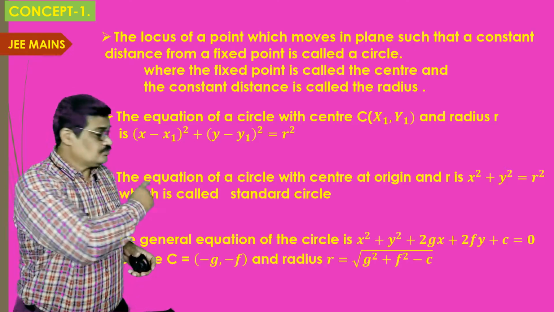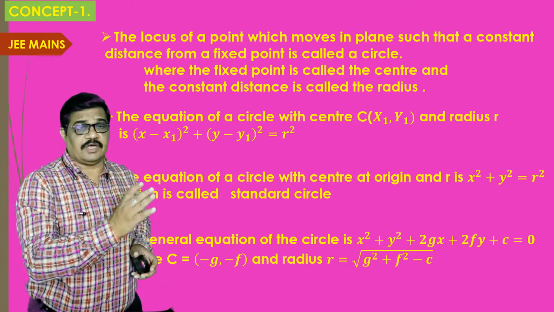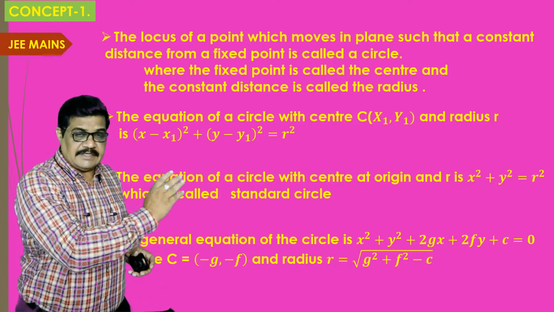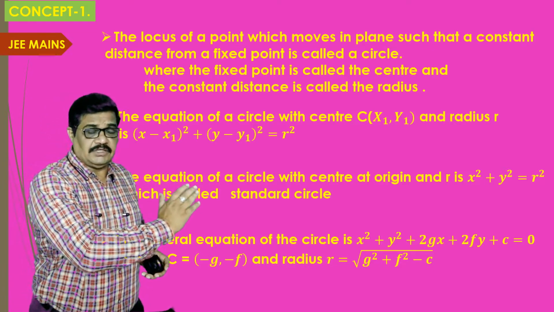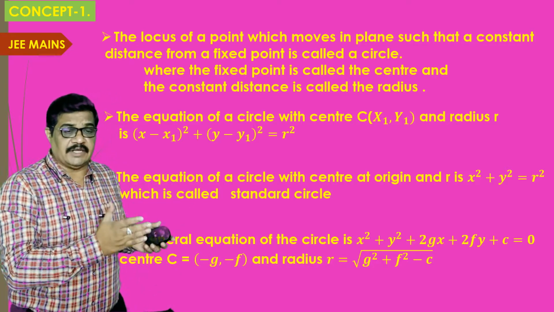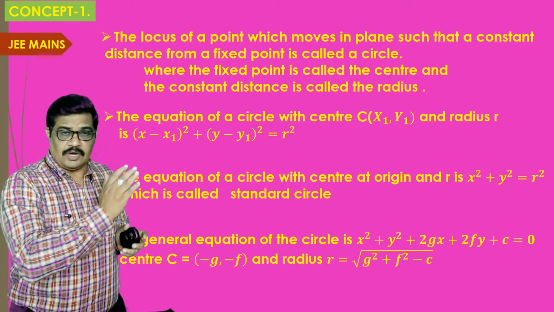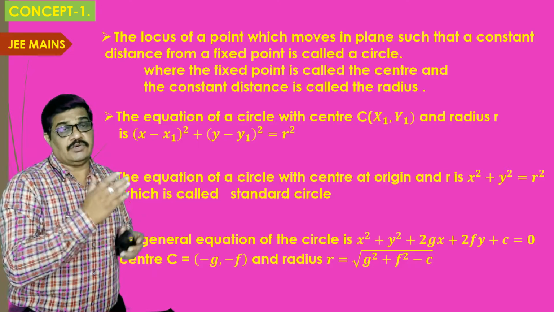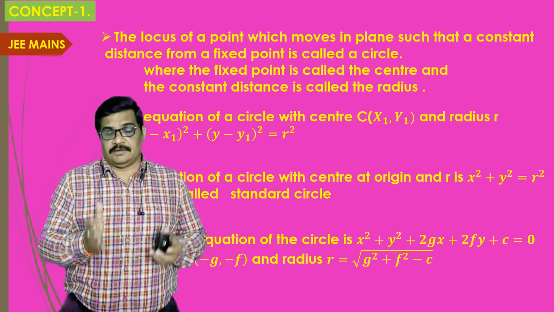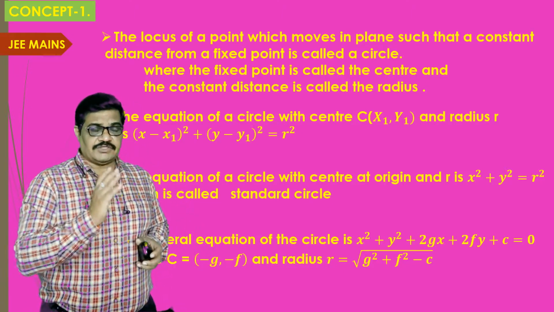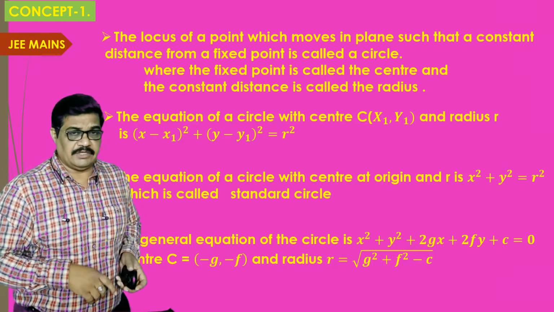Next, the general equation of the circle is x square plus y square plus 2gx plus 2fy plus c is equal to 0. What is the center of the circle? Minus g, minus f. That is nothing but minus (coefficient of x) by 2 comma minus (coefficient of y) by 2. These are the coordinates of the center. Next, what is the radius? r is root of g square plus f square minus c. This is the center and radius of the general equation of the circle.